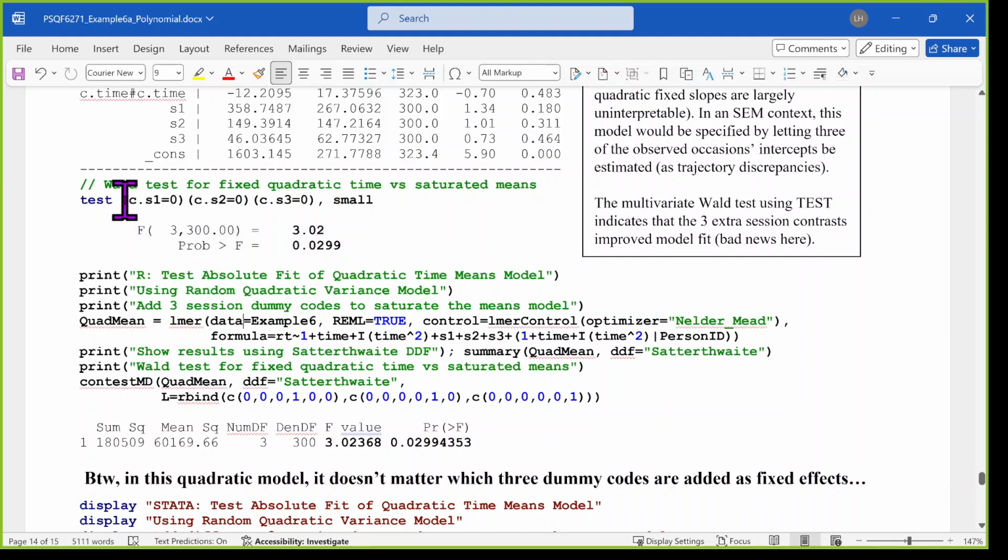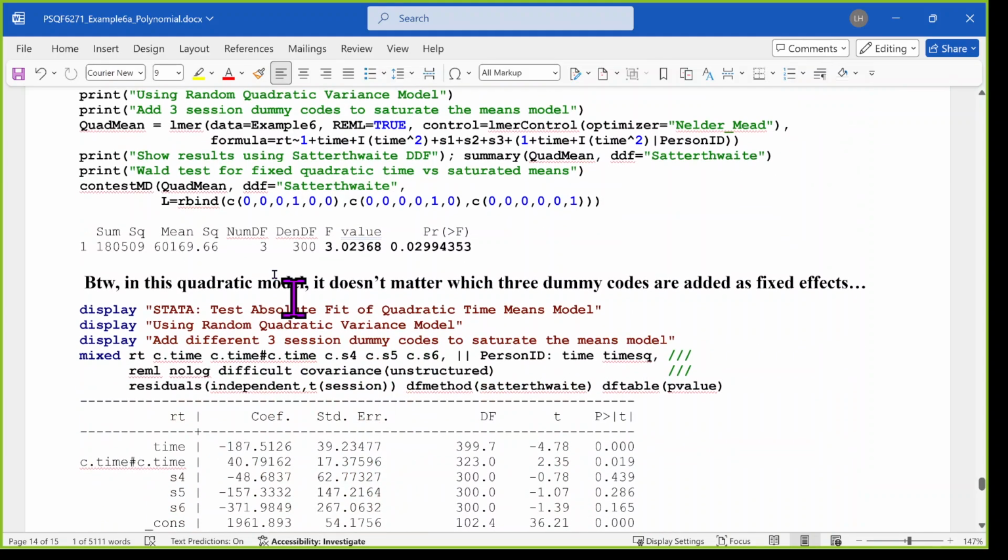So the way that this test statement works, by the way, is that you list the slopes that you want to test and set them equal to 0. And then that gives you a hypothesis test for those 3 slopes at the same time. And the parentheses delineate degrees of freedom. So it understands that this is an F test, that I want an F test for the 3 slopes because of the parentheses. In R, the contestMD function, out of the lmerTest package, is what I use to do this. It's more tedious, but I haven't found a way around it yet.